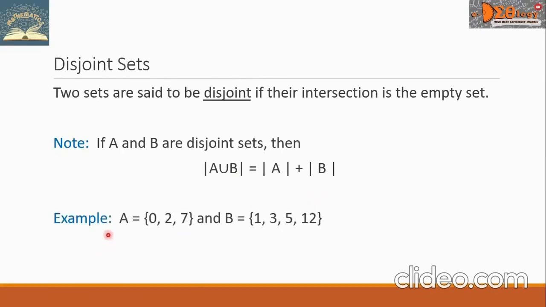For example, we have set A equals 0, 2, and 7 elements, and set B equals 1, 3, 5, and 12 elements. We can observe that there is no common element to both sets. So if we write A intersect B, the answer is a null set or empty set. And we say that the sets A and B are disjoint sets.